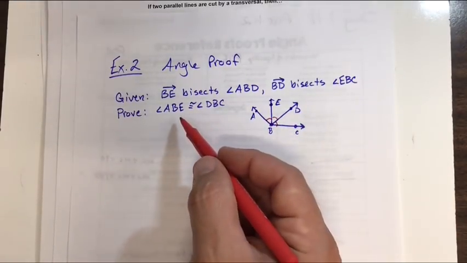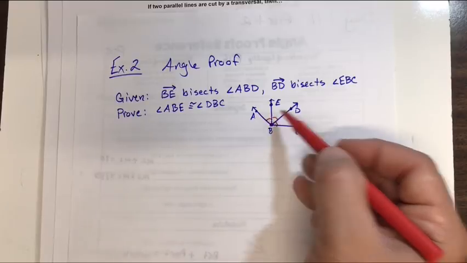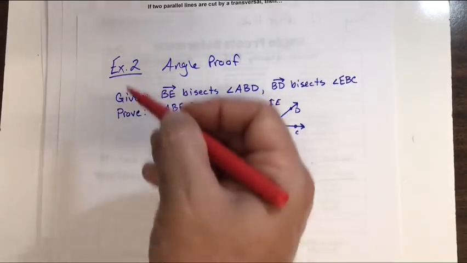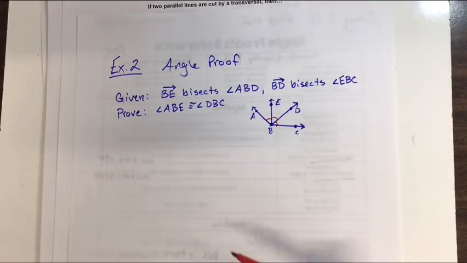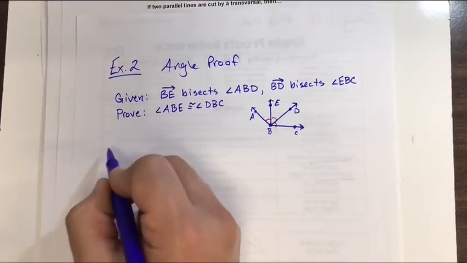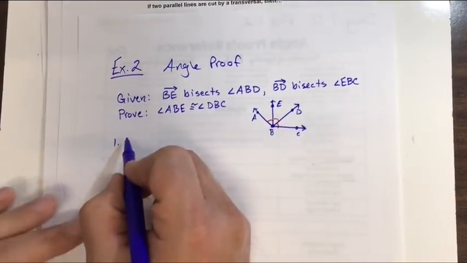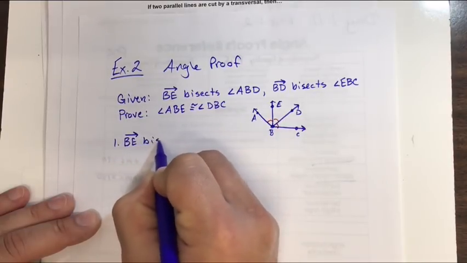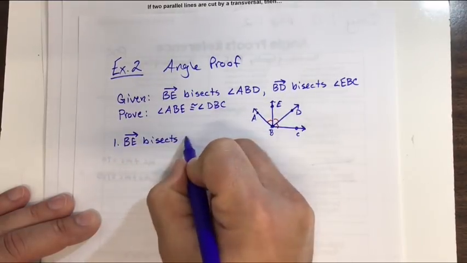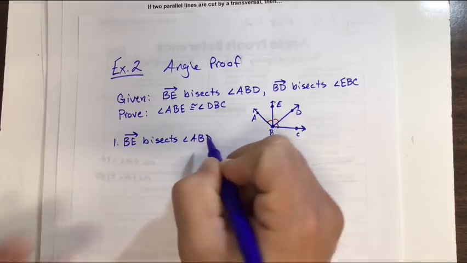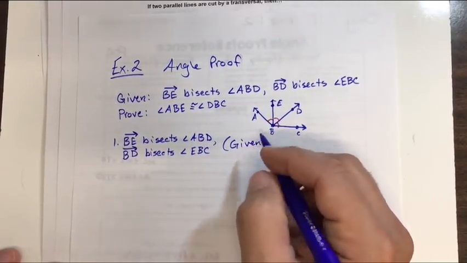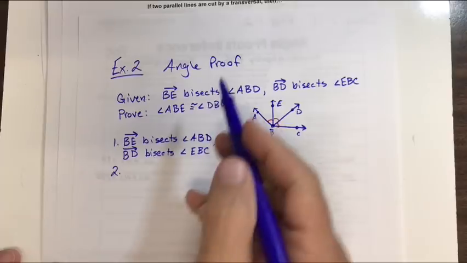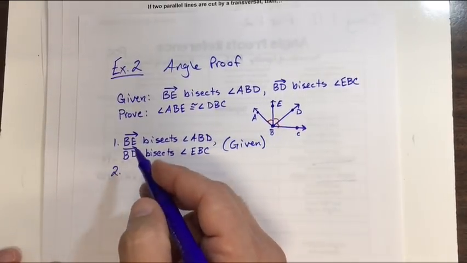So of course, ABE, this first angle, and DBC are going to be congruent, but we're going to walk through a proof that shows why that is using some properties and definitions that we've been talking about. So first, I want you to write this. Our givens, I'll put them all together. Okay, kind of like this. If I'm moving too fast, I'll just pause the video so you can get caught up.